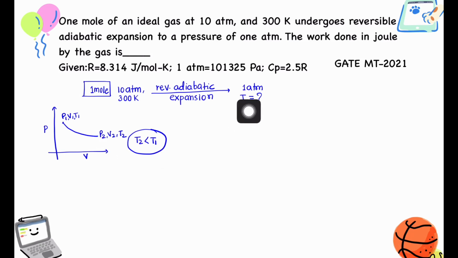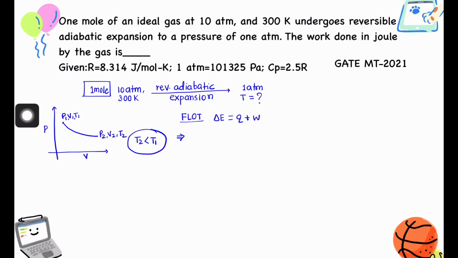If we'll be able to calculate the T final, then the work done in joule by the gas is very easy to calculate. So what we do, we'll apply the first law of thermodynamics. What is the first law of thermodynamics? Mathematically, that is change in internal energy equal to Q plus W. That is heat lost or gained plus work done on the system or by the system. Okay.